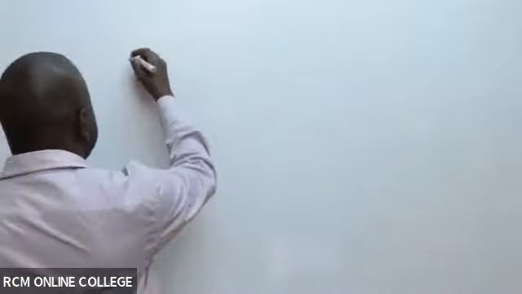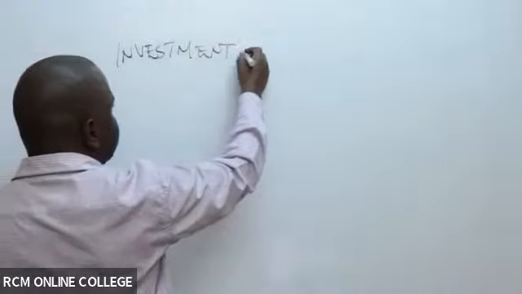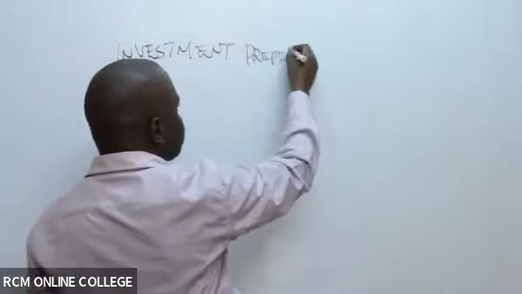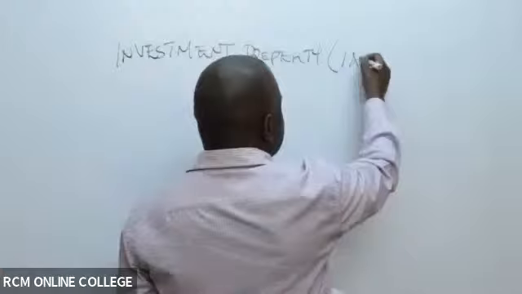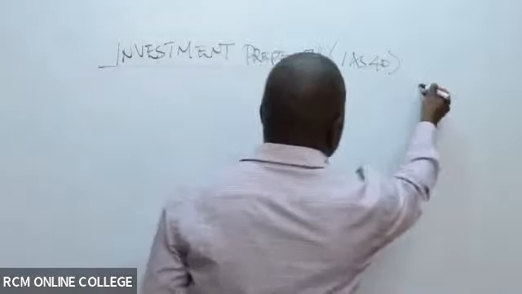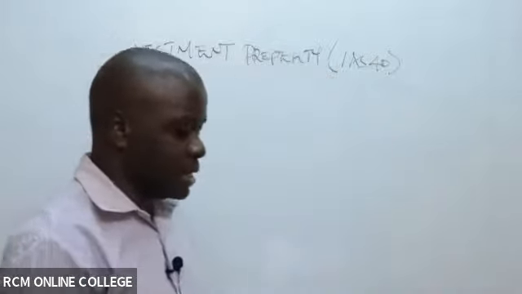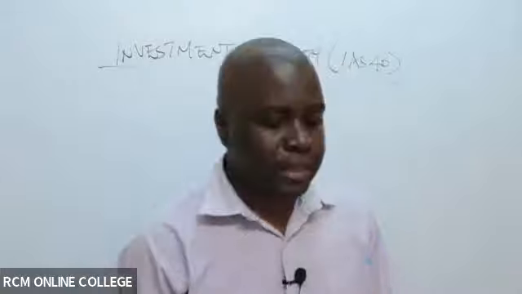So the first area there is investment property. Investment property is under International Accounting Standard number 40. How do you deal with investment property in your books of accounts? So I want you to write something about investment property.